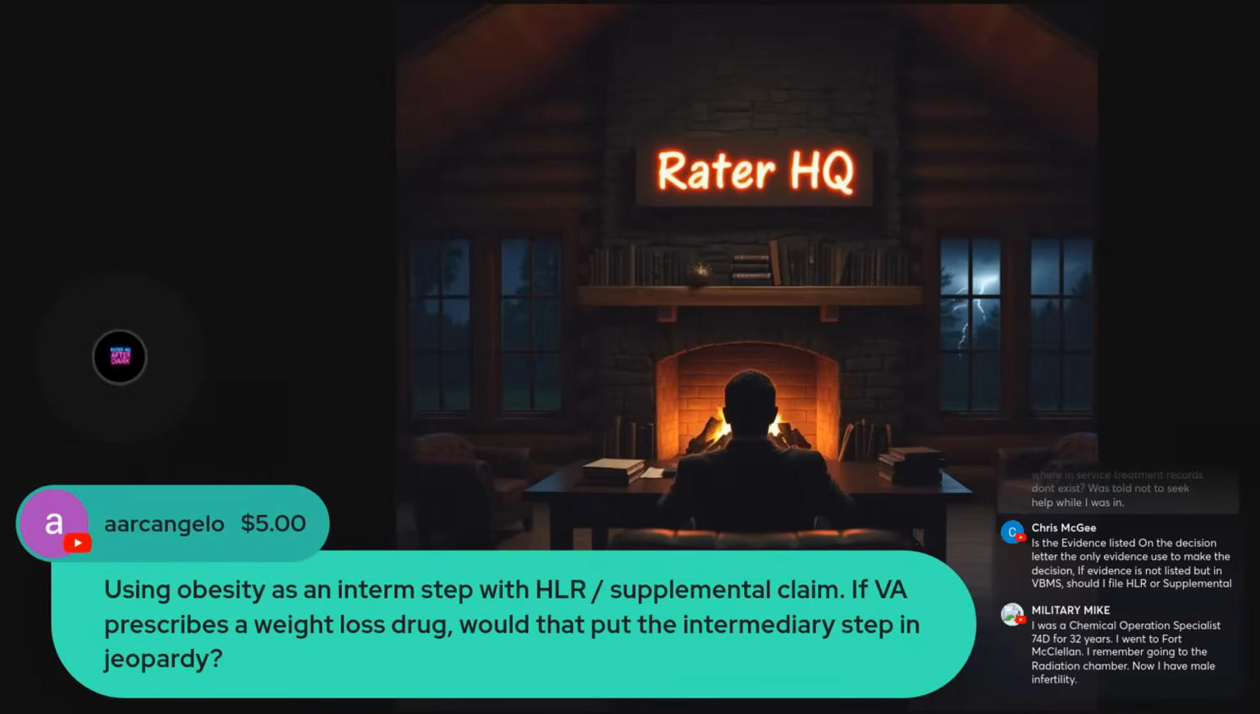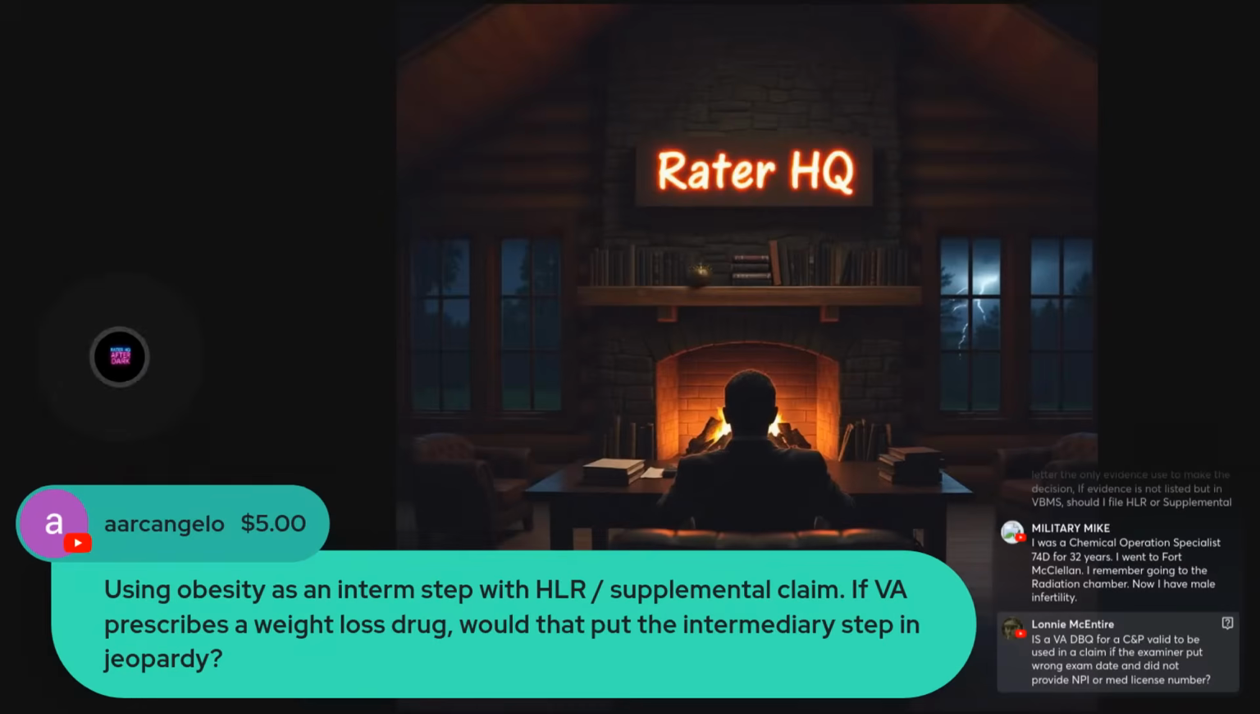Using obesity as an interim step with a higher level review or supplemental claim, if the VA prescribes a weight loss drug, would that put the intermediate step in jeopardy? No, because the weight gain could have caused it. There's certain things that happen where the weight gain causes you to have the disorder, right? Being on the weight loss drug itself doesn't. If you slim down to a buck 20, the examiner might want to know why the OSA hasn't resolved. So I'm thinking it's OSA. If it's something else like diabetes, once you get diabetes, you kind of always have diabetes.